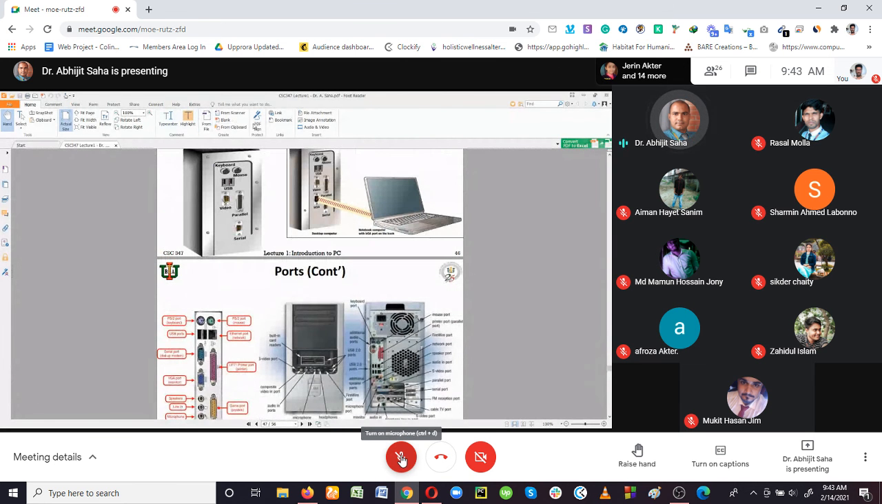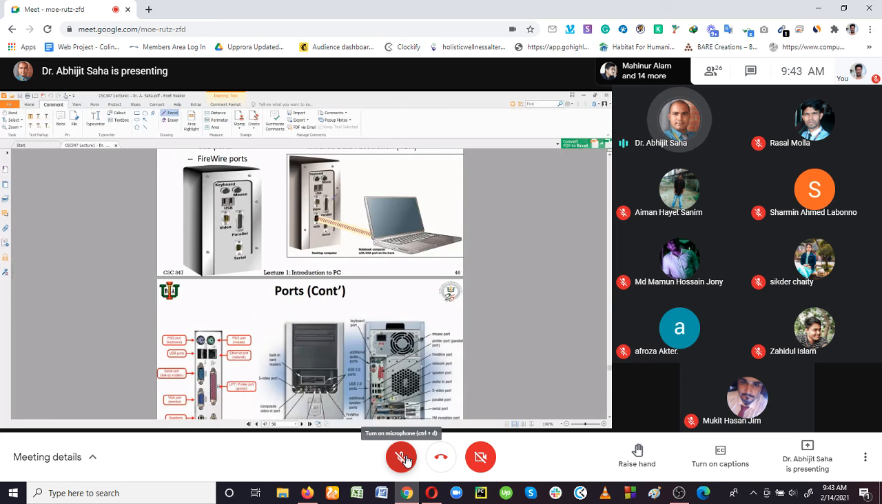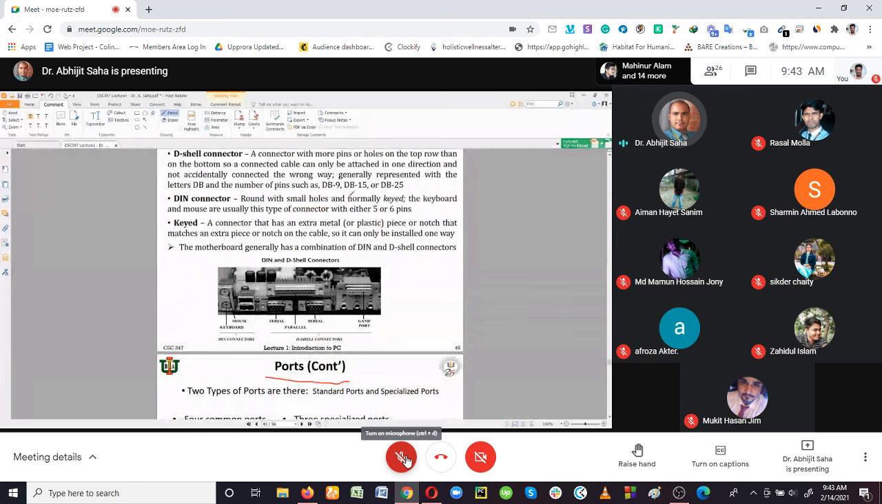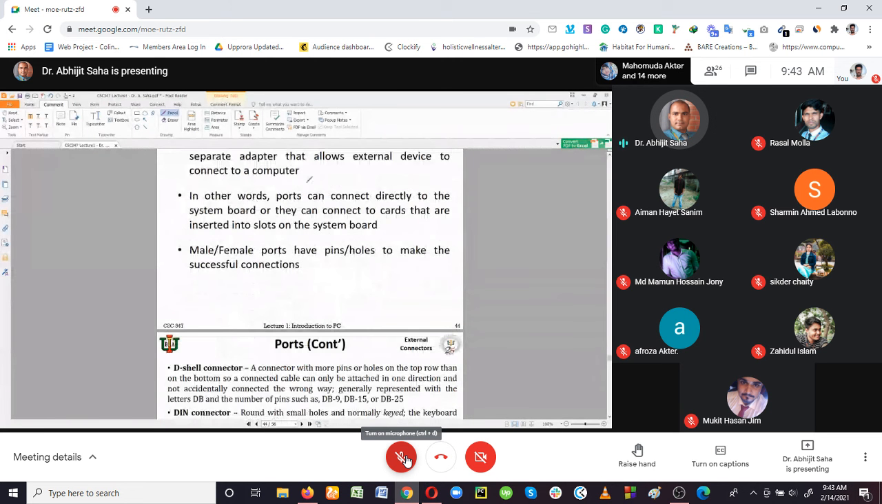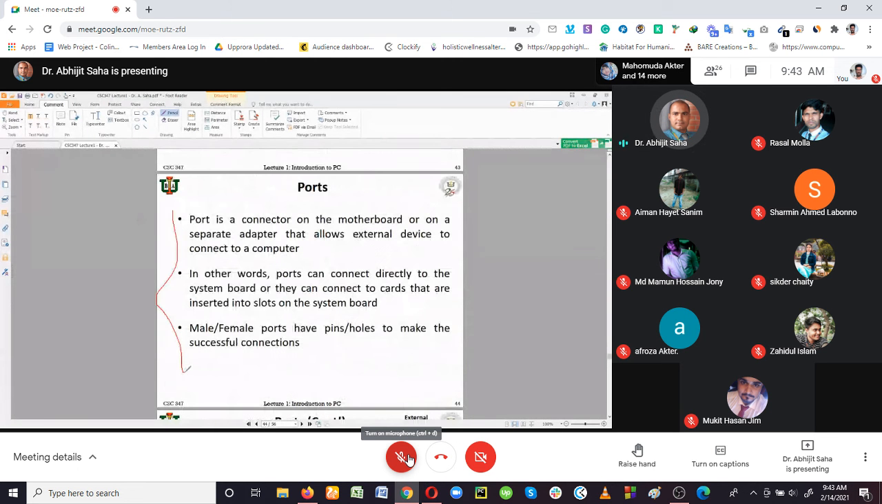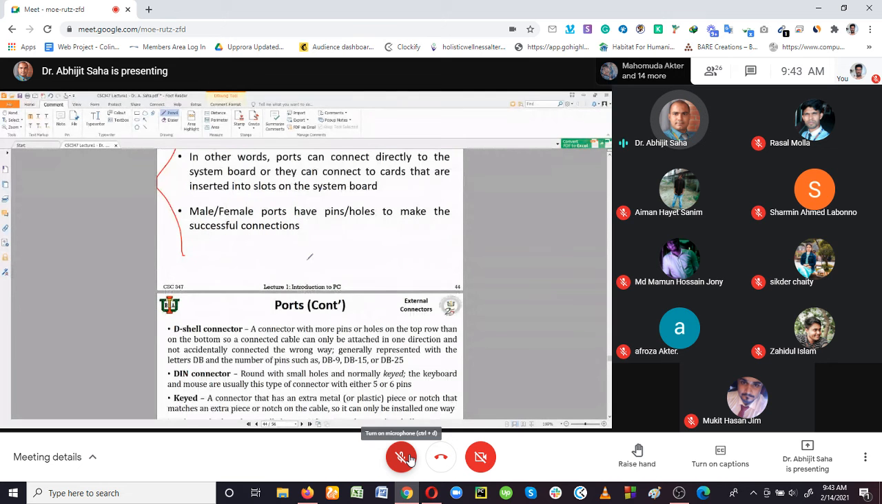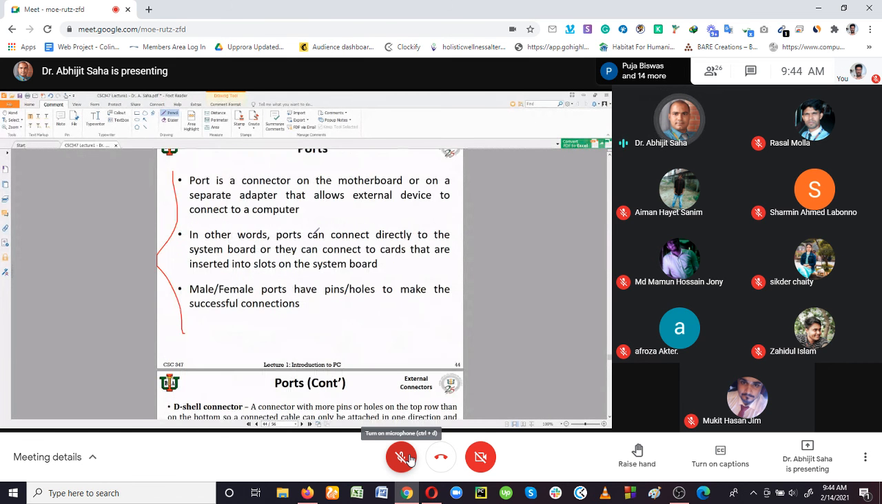Okay, so let's finish it because the exam is near and we should get the questions for this lecture as well. We were discussing the different ports. What is the reason we have ports? The reason is that we want to connect different external devices with the front panel and back panel ports.